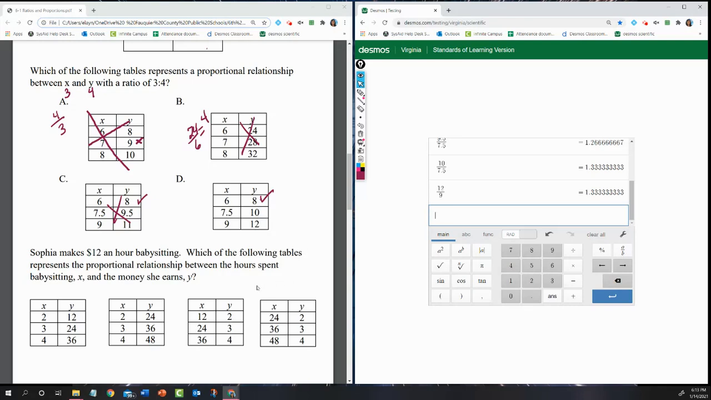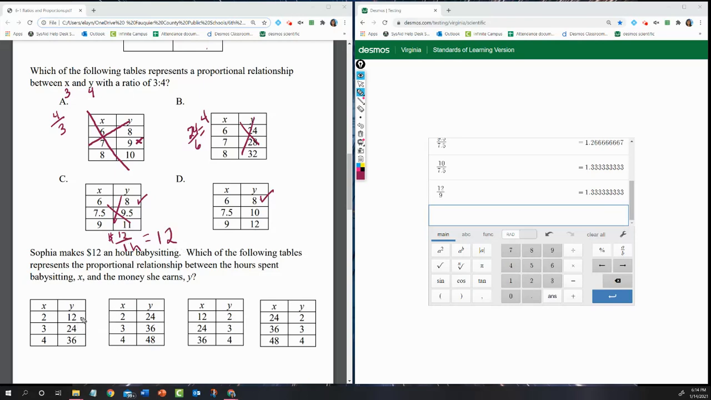On the next one, it says that Sophie makes $12 an hour babysitting. So our ratio is $12 for 1 hour. It says here that the money she earns is Y, so Y is on top, and the number of hours is X, so X is on the bottom. So when I take 12 divided by 1, that equals 12. So I need to find that my division problem should equal 12 every time.